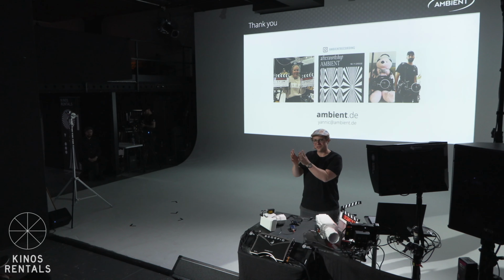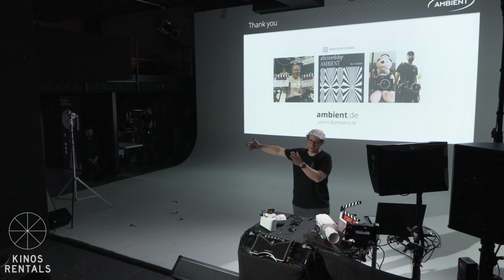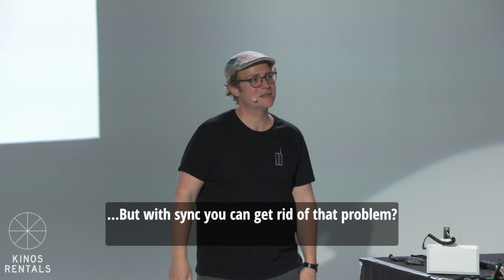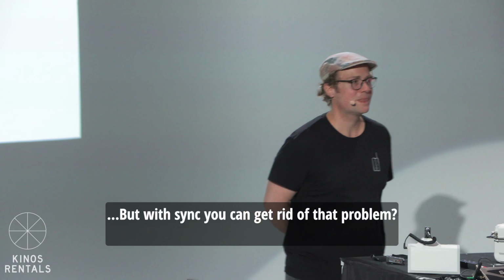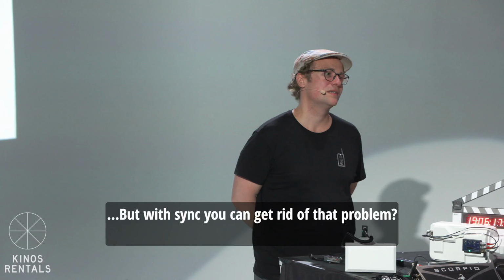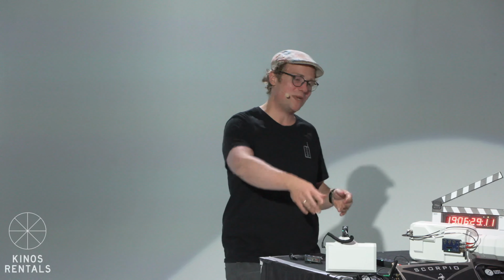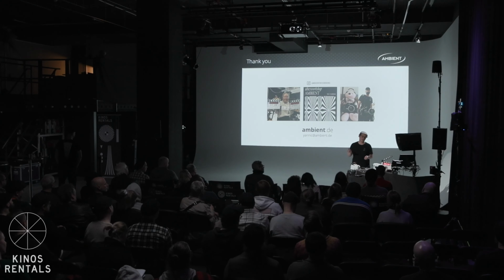As said, if it's only a 5-minute clip, you won't recognize the difference. But if the clip is longer, there will be a drift. It will lose the timecode. But with sync you can get rid of that. Then the sensor is on the same rhythm. Exactly. The sensor is really tightly controlled. The sensor runs at the speed the Lockit tells it. So only then you're really 100% sure that this thing works.